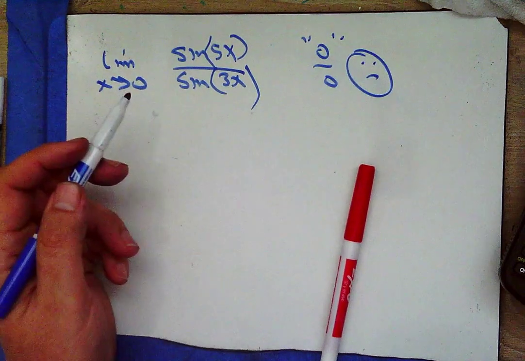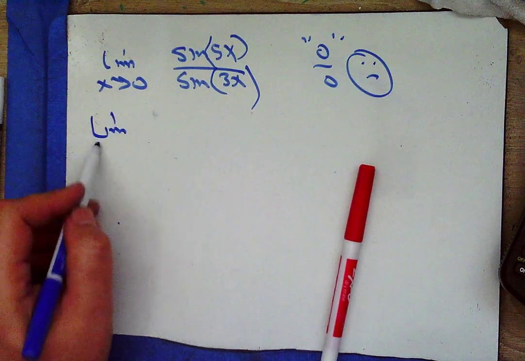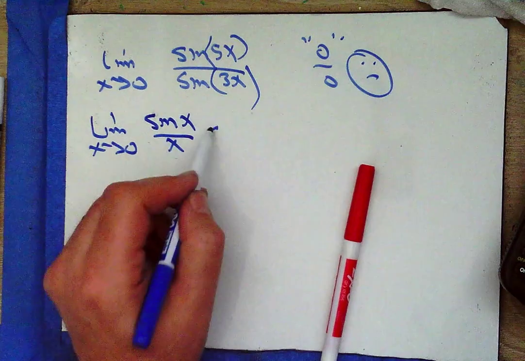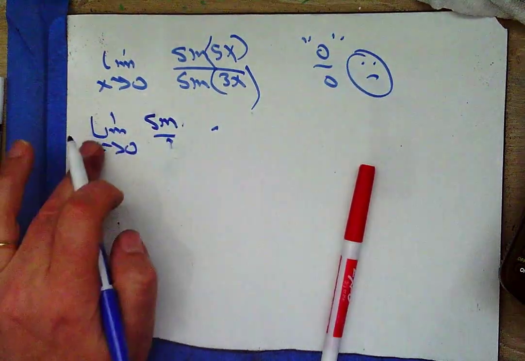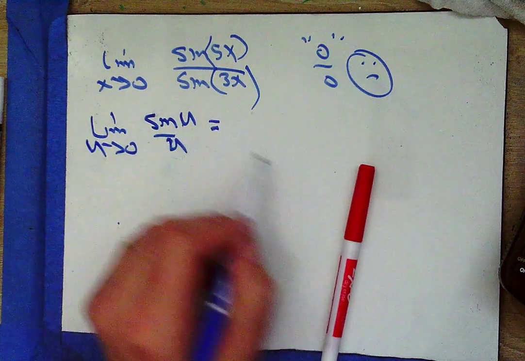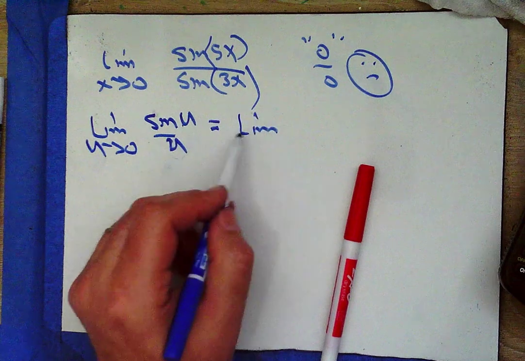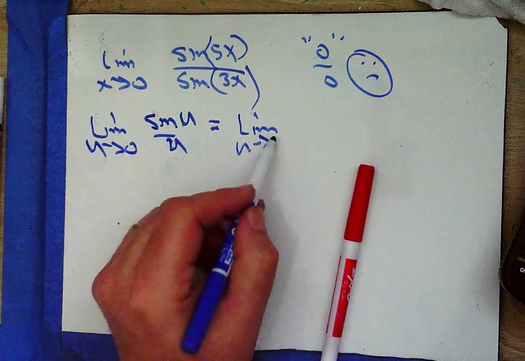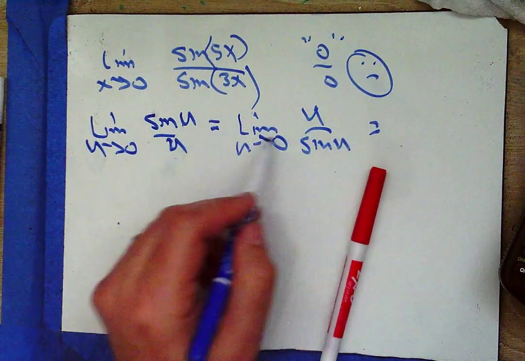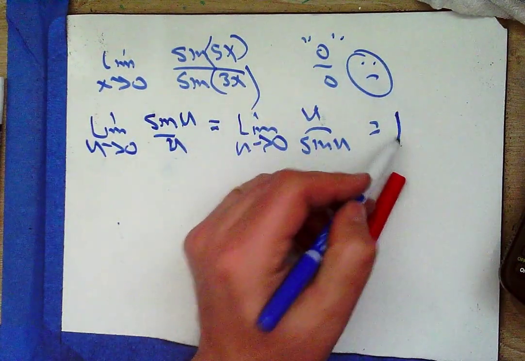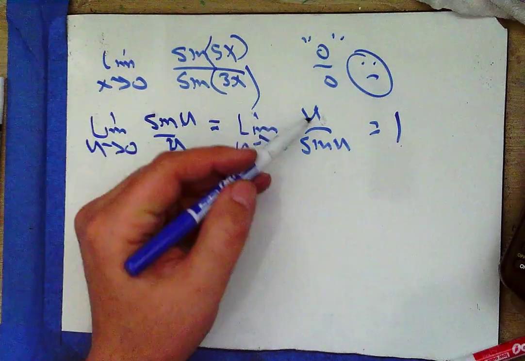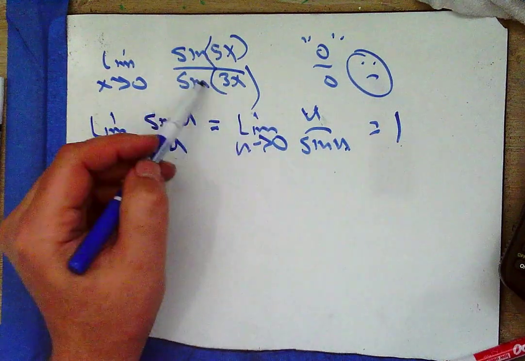So instead, I think about, well, I know that the limit as x approaches 0 of sine x over x, in fact, equals the limit as u approaches 0 of u over sine u. But both of these cases we showed on the last board were equal to 1. Okay? And in order to do this, I need this and this to be the same. Well, I don't have that.